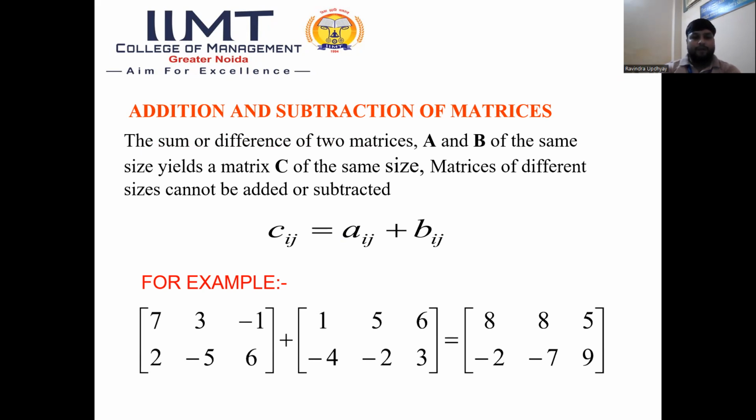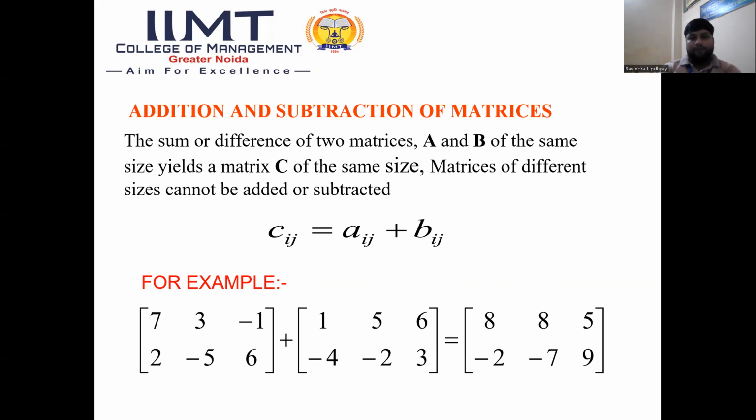How can we add two matrices, and how can we subtract two matrices? Two matrices can be added or subtracted if their order is the same. Their order is strictly conditioned: two matrices can be added or subtracted only if their order is the same, otherwise not. For example, we have taken two matrices: 7, 3, -1, 2, -5, 6, plus a second matrix 1, 5, 6, -4, -2, 3.